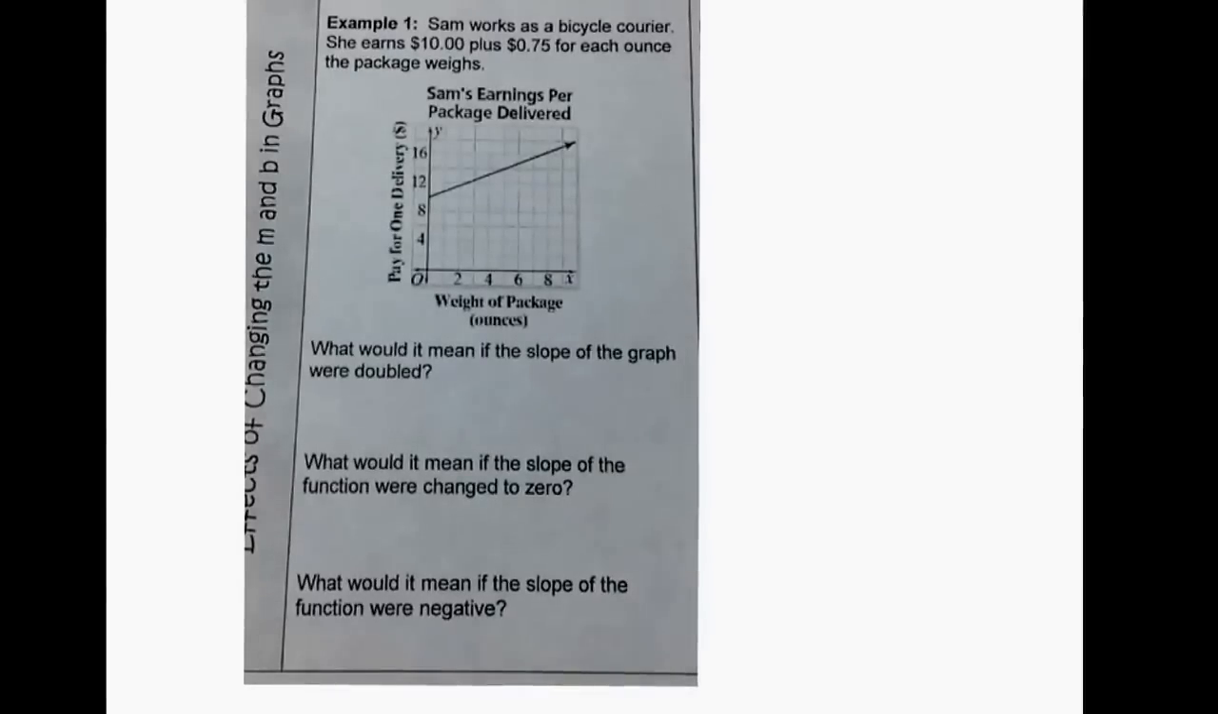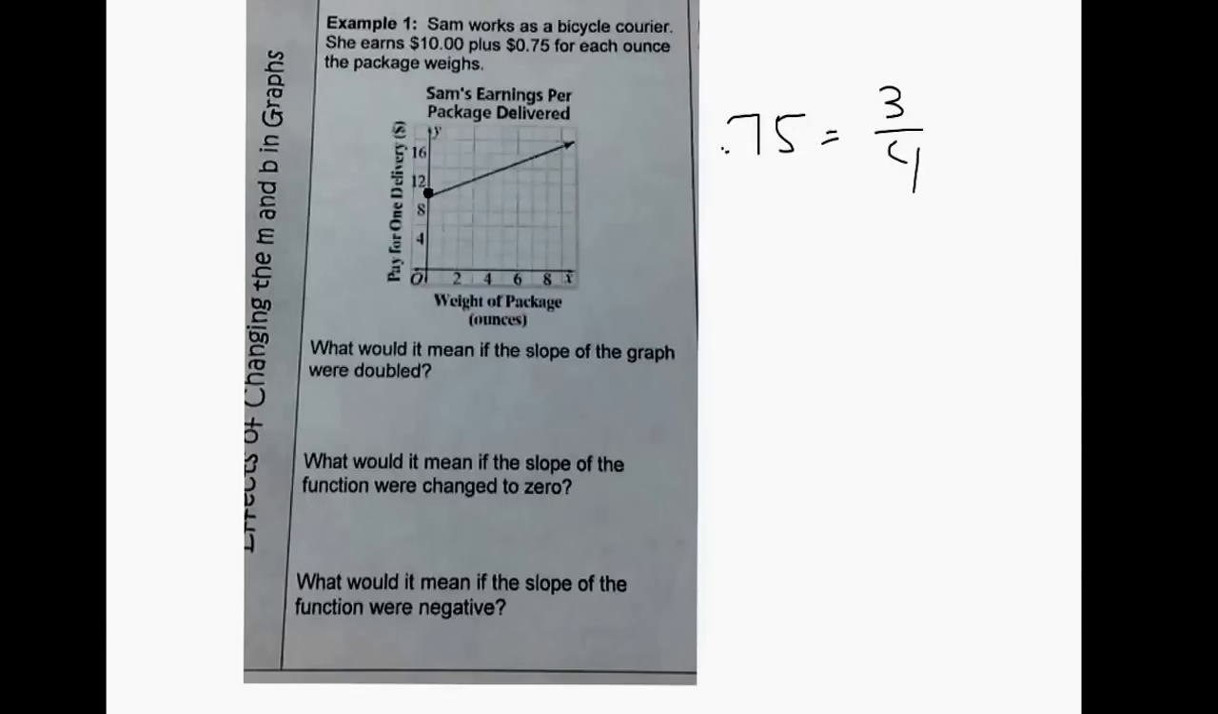Alright, this first problem says Sam works as a bicycle courier, so that means he delivers stuff on a bicycle. It says she earns $10 plus 75 cents for each ounce that she weighs. So this starts at $10 because that's her base salary, and then it goes up at 0.75, and 0.75 as a fraction is up 3 over 4. Okay.